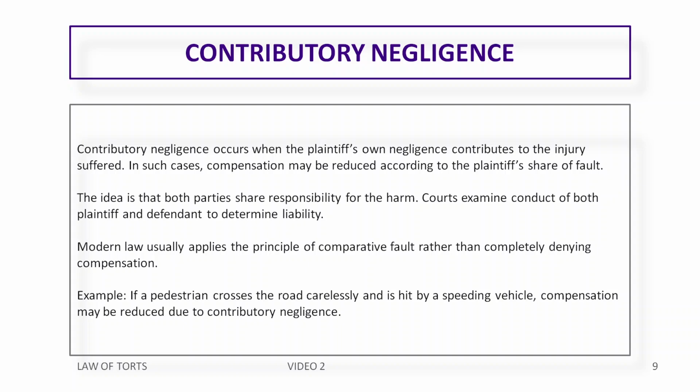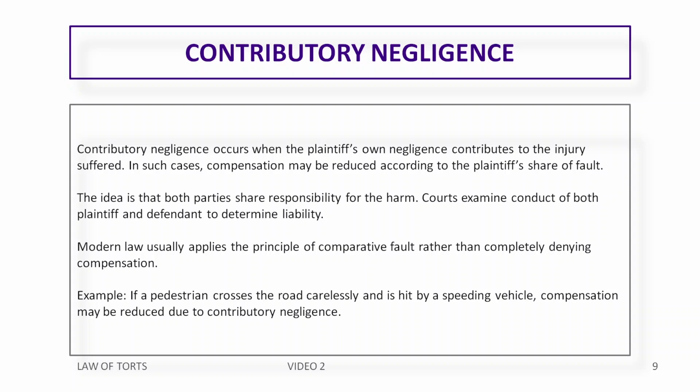The next one is contributory negligence. Contributory negligence occurs when the plaintiff's own negligence contributes to the injury suffered. In simple words, it means that the injured person was also partly responsible for the harm. In such situations, the law does not place the entire blame on the defendant but examines the conduct of both the parties.